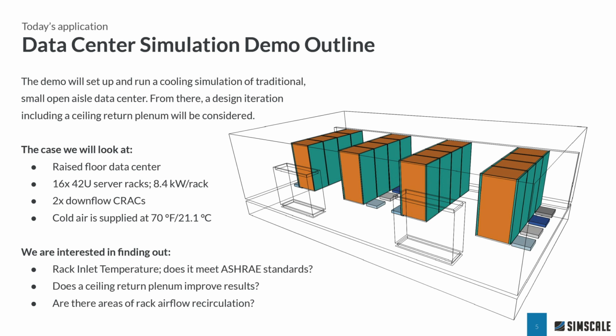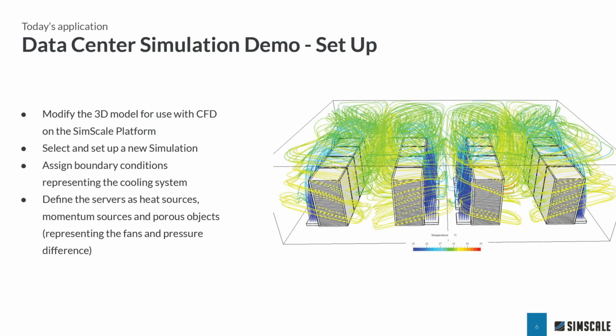And drilling down into specifics, the questions we'll be asking ourselves: okay, what does the rack inlet temperature look like? Not only what does it look like, does it meet the ASHRAE standards? Does a ceiling return plenum improve results? So if we have areas which do not adhere to this ASHRAE spec, does a ceiling plenum help? Also, do we have recirculation on racks? If yes, does a ceiling plenum help there as well? I think that's a fairly good overview.